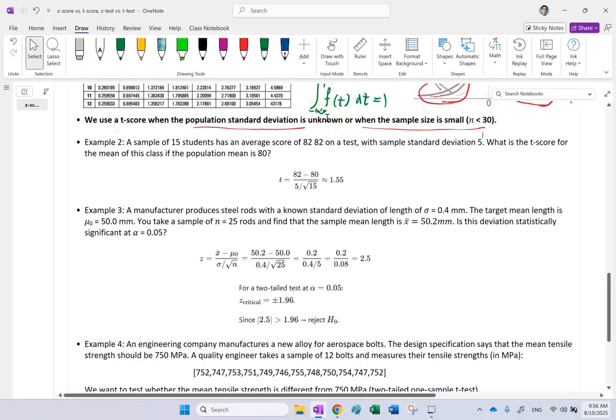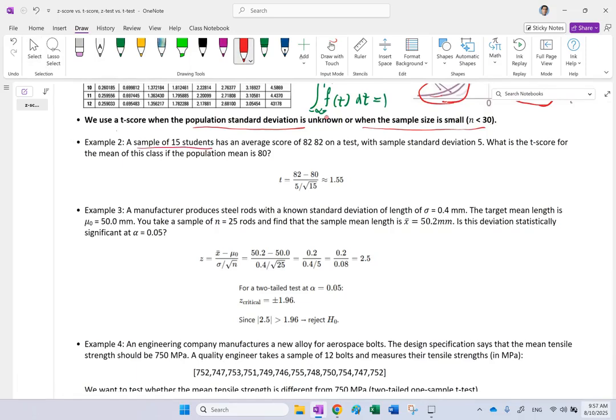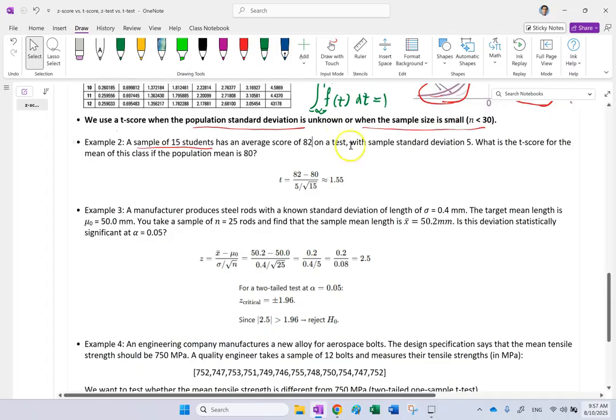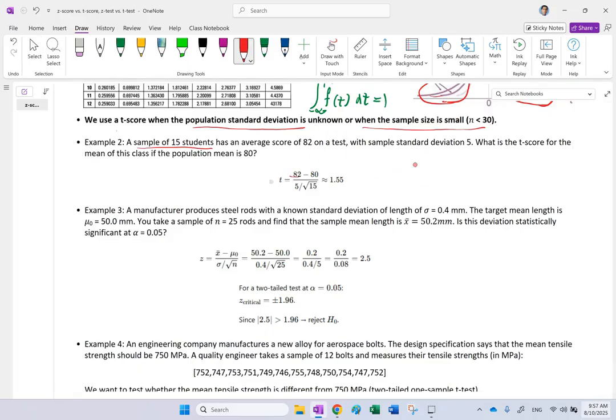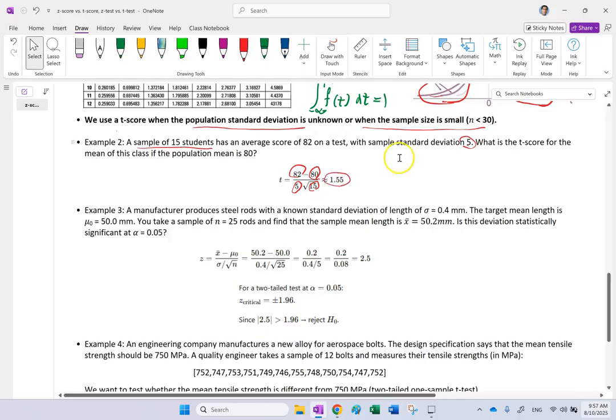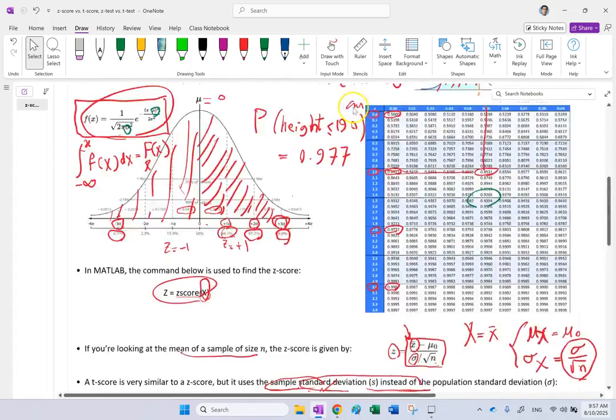And let's look at a simple numerical example here. Let's say you have a sample of 15 students who have an average of 82 on a test. So the average of the sample is 82, n is 15, and the sample standard deviation is 5. We know that on average, the population scores 80 on this test. If we want to find the t-score based on this formula, the t-score is going to be 1.55. So this is how to calculate the t-score.